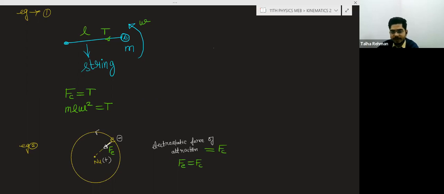Centripetal force is basically a name. Centripetal force is just provided by some other force. Centripetal force is not a new force like electrostatic force, gravitation, friction, or spring force. Sometimes spring force can be the centripetal force, sometimes gravitational force, sometimes friction force, sometimes tension force.